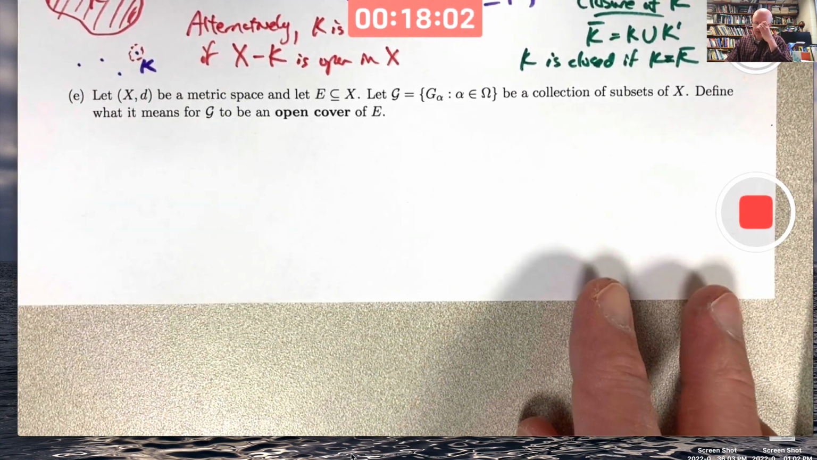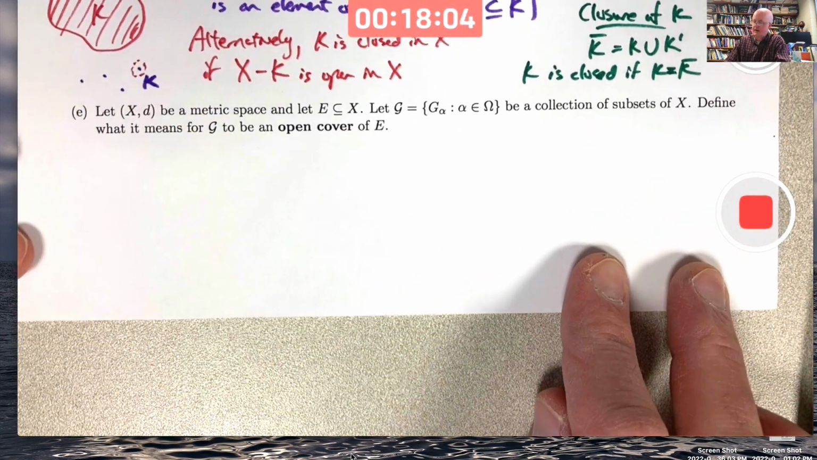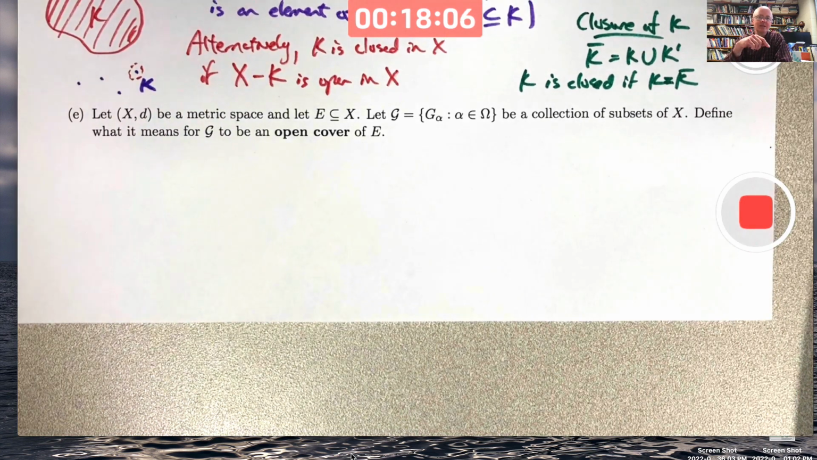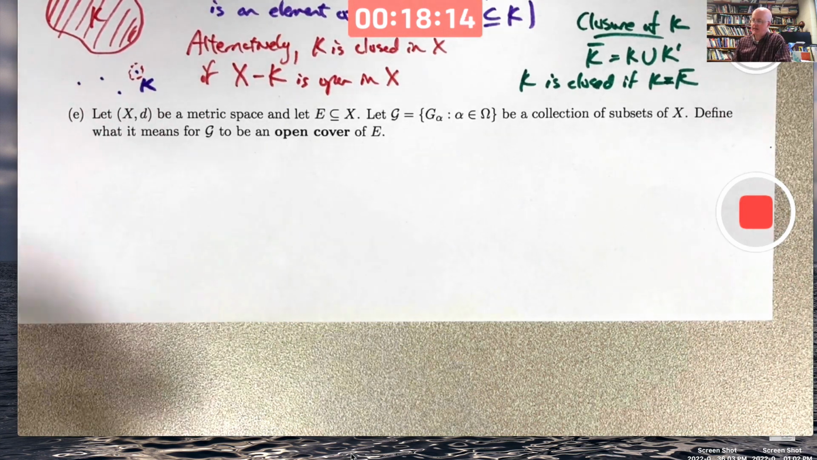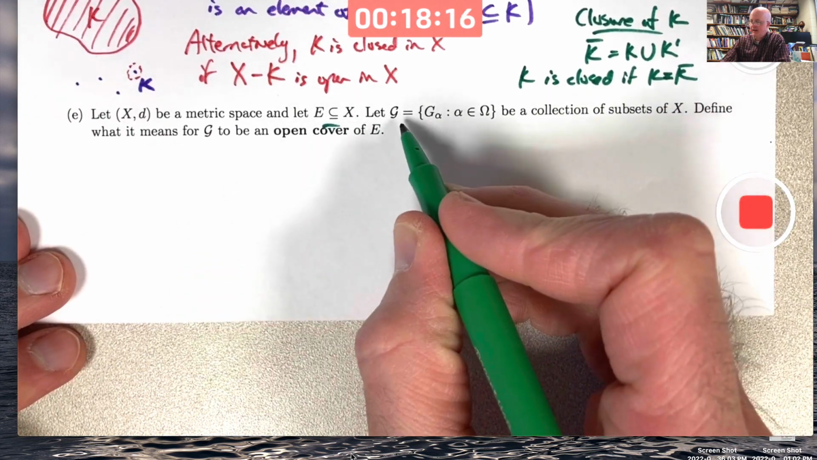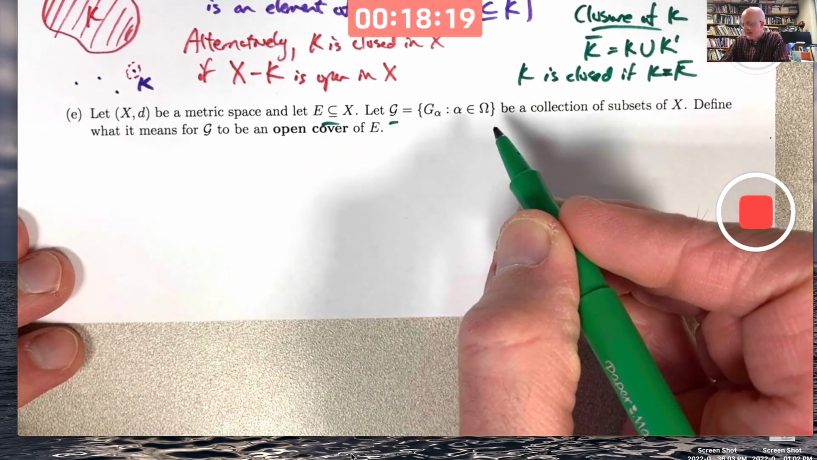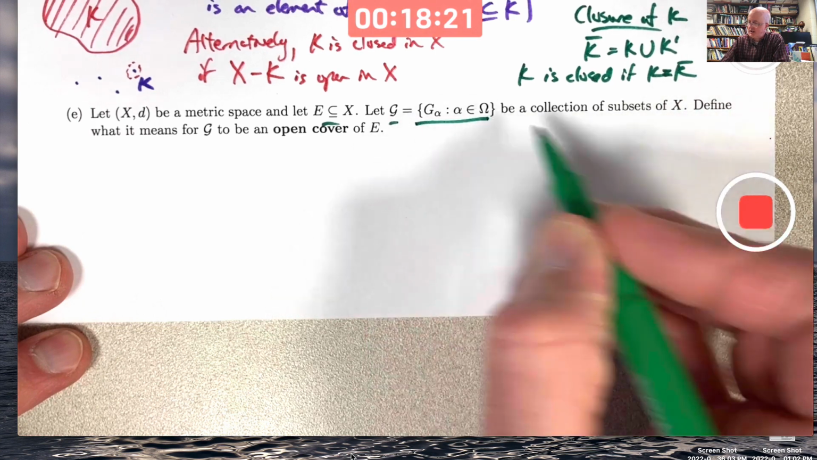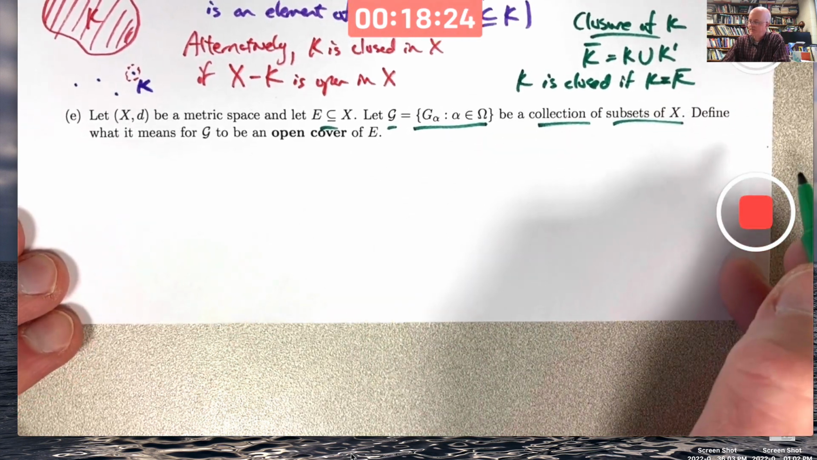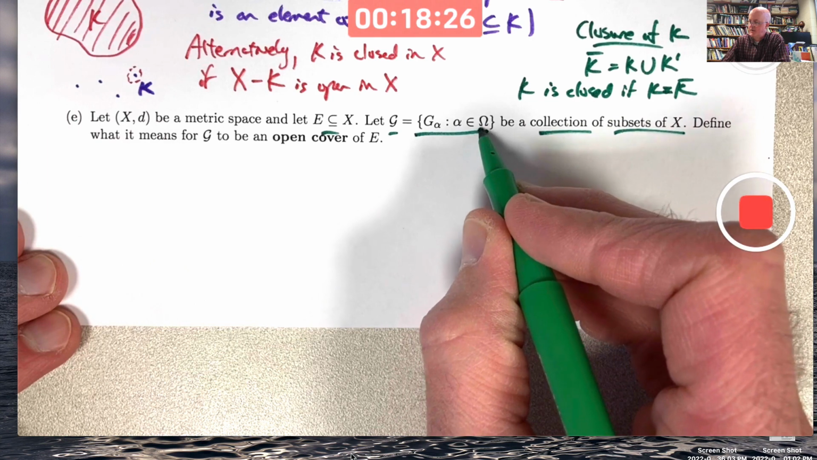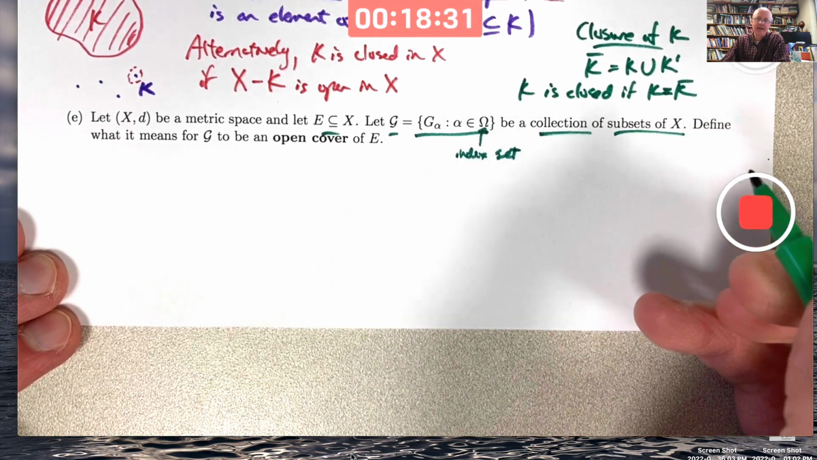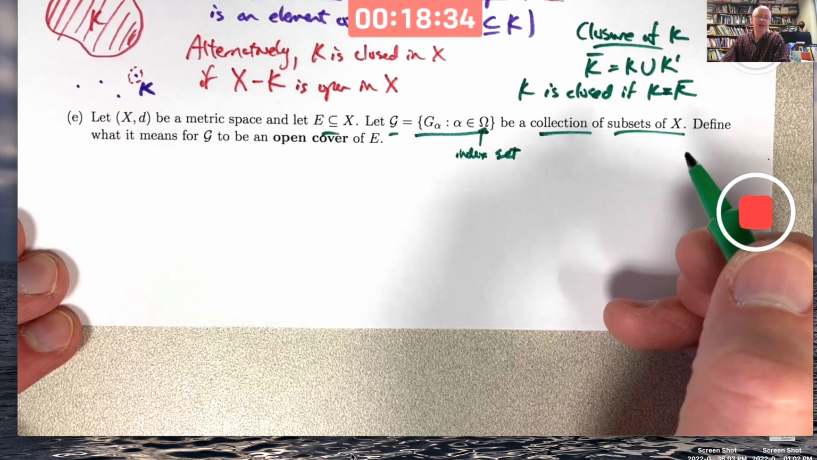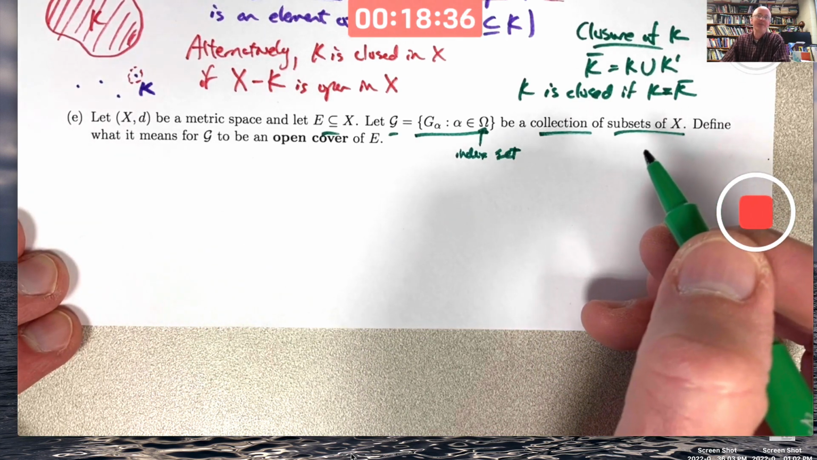Next problem, part E. Another definition. These next few definitions are leading up to the definition of a compact set, a very fundamental idea. Suppose you've got a metric space and a subset. Let cursive G be a collection of subsets of X. So this is just an arbitrary index set. Could be a finite set, could be a countably infinite set, could even be an uncountably infinite set. What is it? It doesn't matter.